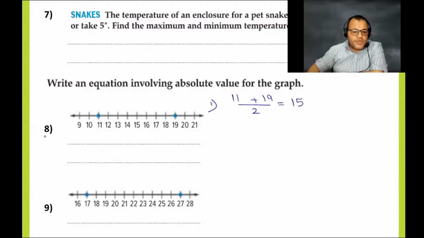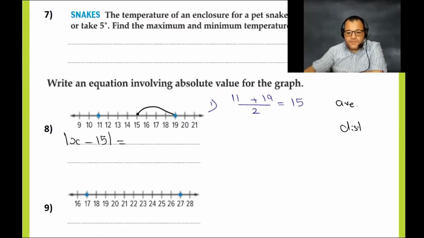So the equation now will be the absolute value of x minus 15 equals. What is the distance from 15 to 19? Number 1, find the average. Number 2, find the distance. What is the distance? It's 4 units. So the absolute value of x minus 15 equals 4. And that's how we can write the equation.